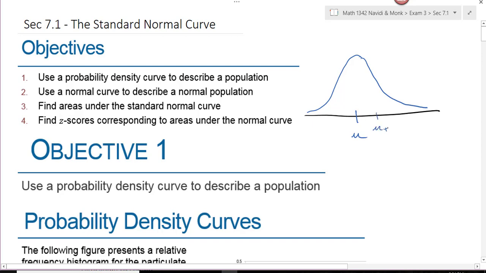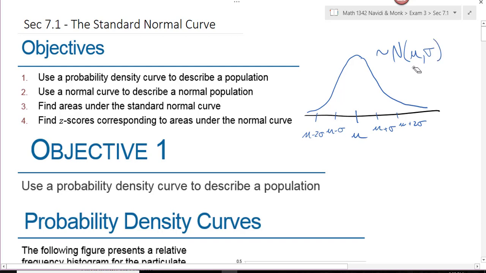So if I add one standard deviation to the mean, I go this way, and then another standard deviation goes out here, so forth and so on. But they're symmetric and unimodal, with the mean being at this high point right here. Any general normal distribution is defined by the parameters for the mean and the standard deviation.